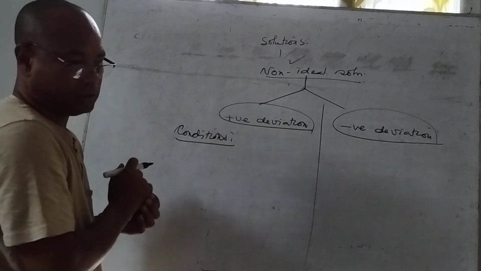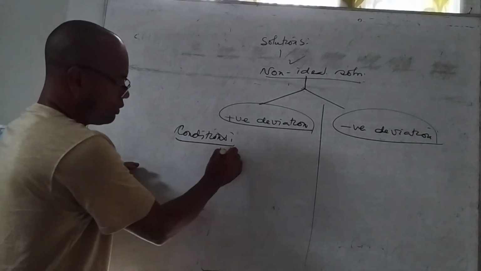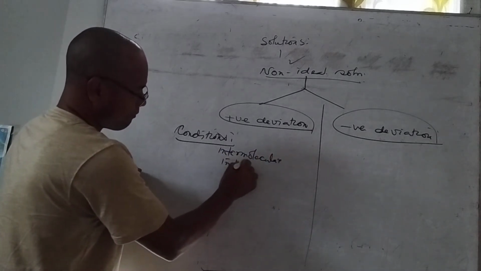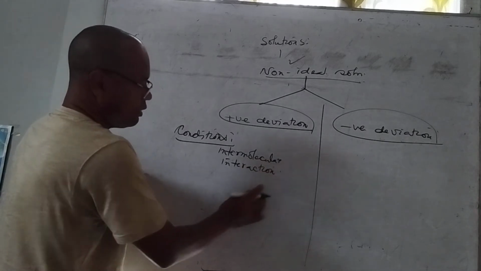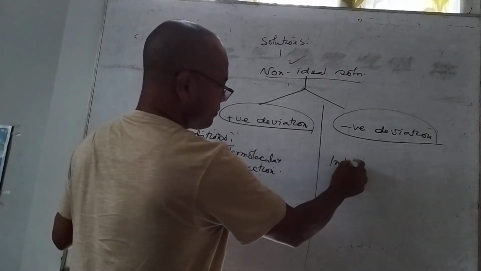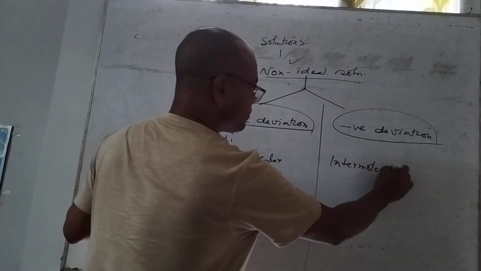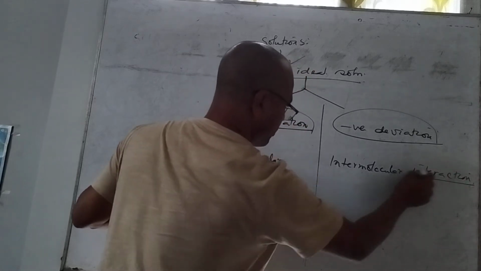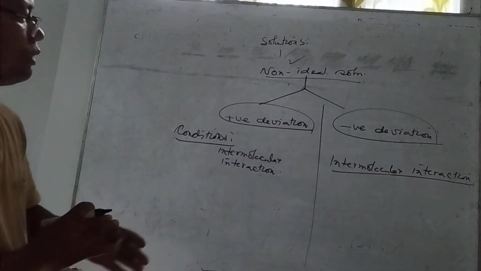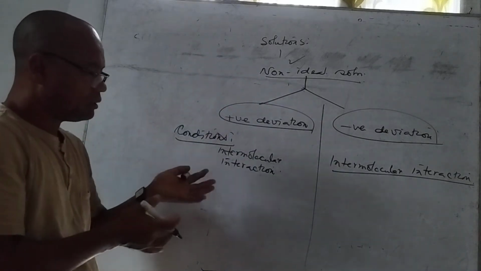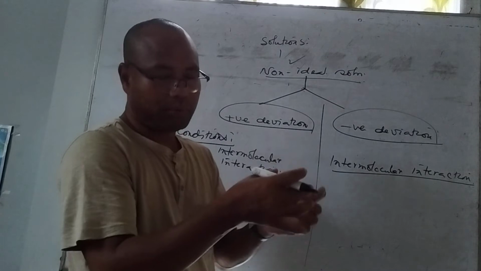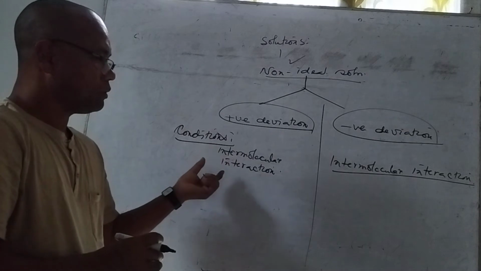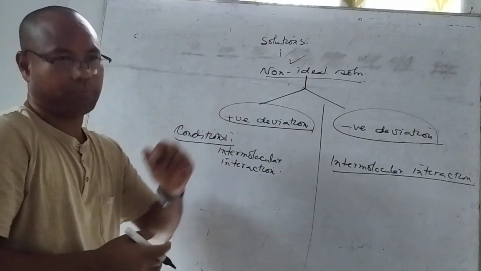What are the conditions here? Remember, intermolecular interaction. Here also intermolecular interaction. So now in our non-ideal solution, the intermolecular interaction of the components in the solution is not the same, that means different from the intermolecular interaction of the components in the pure state.